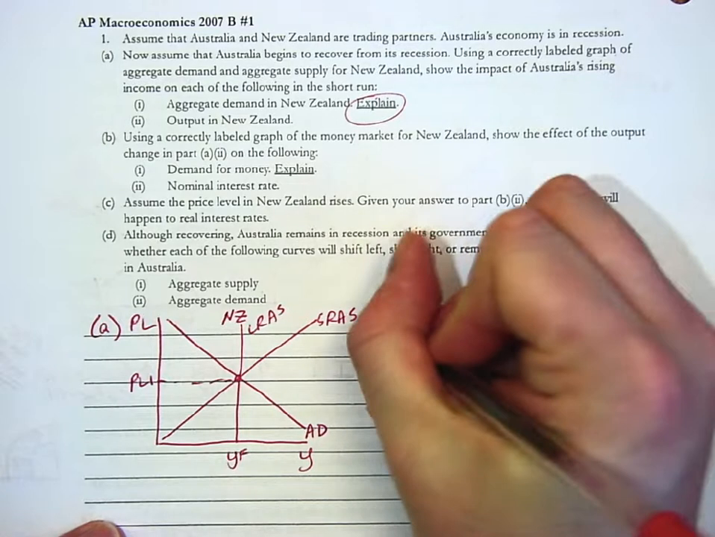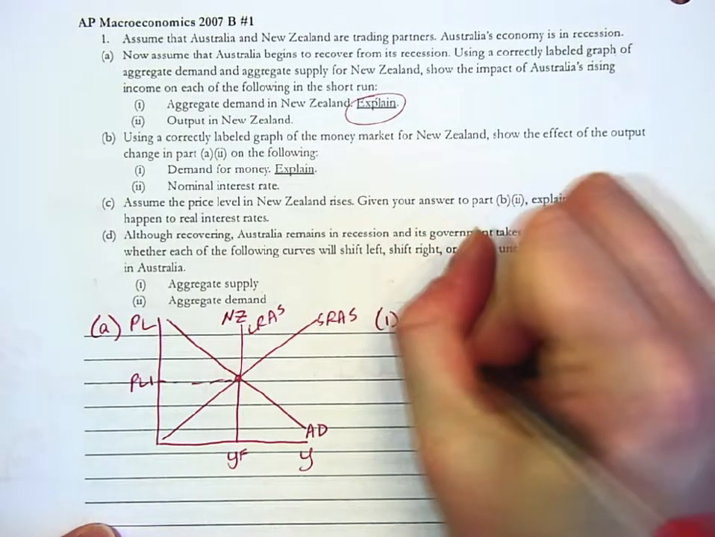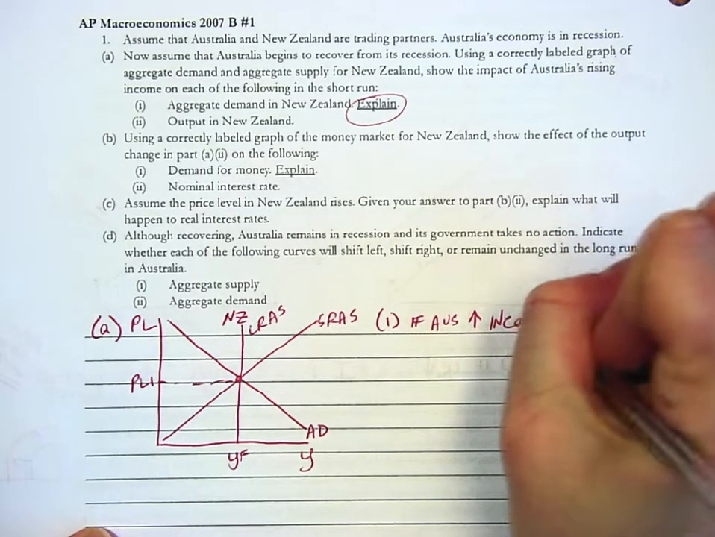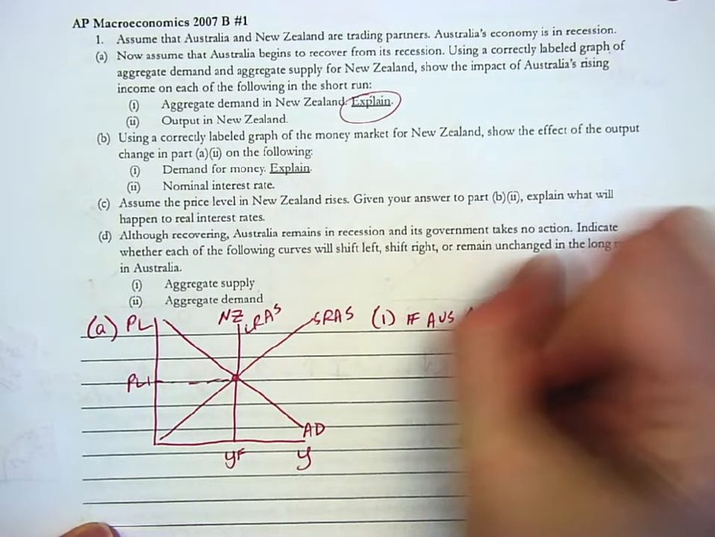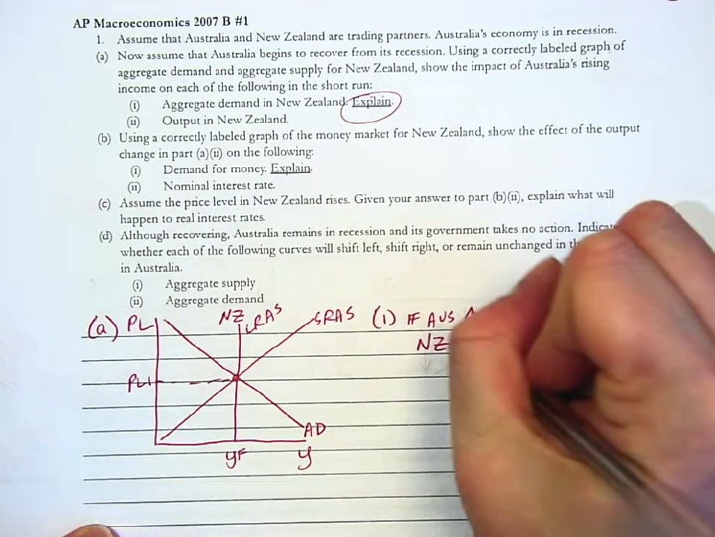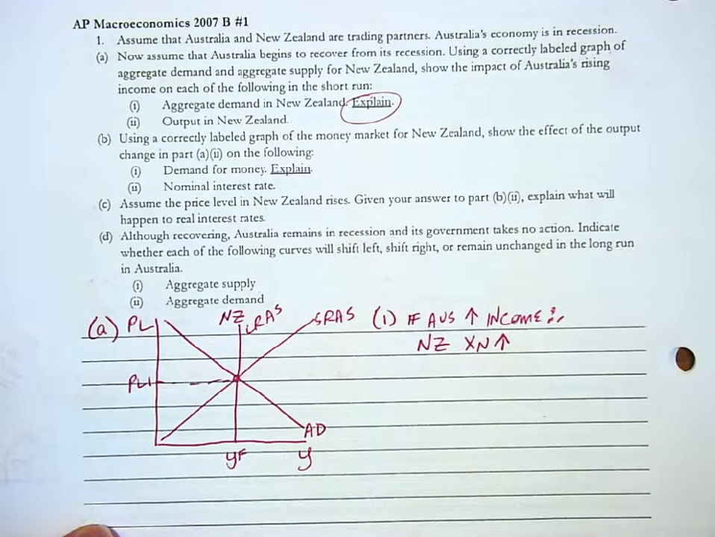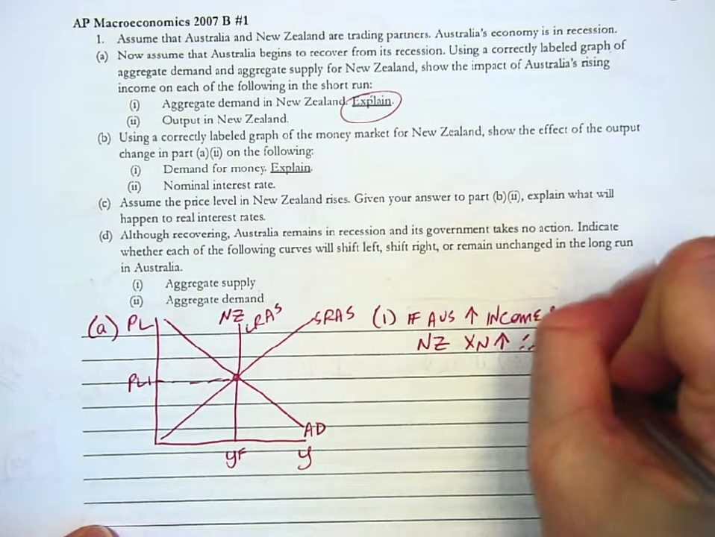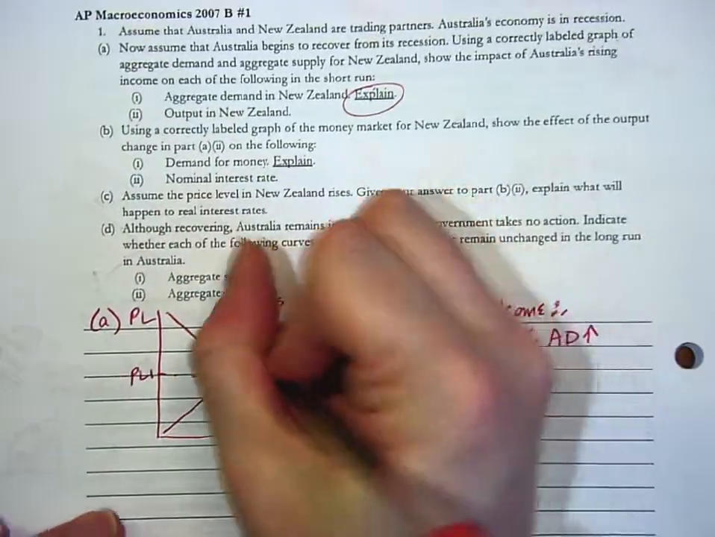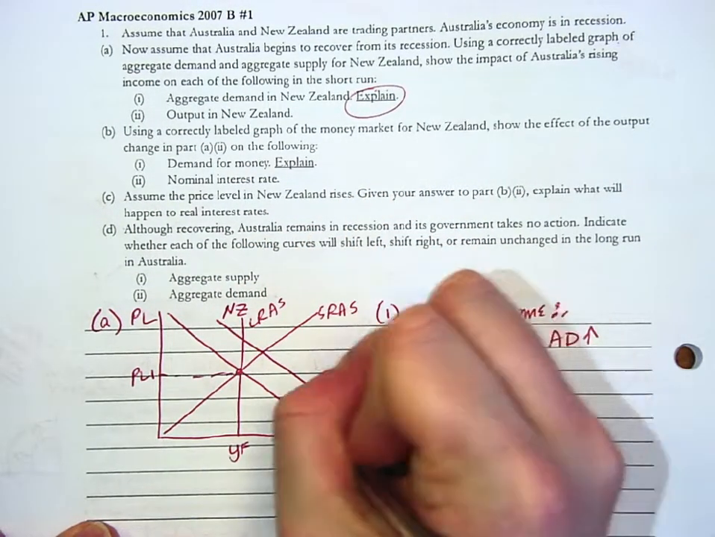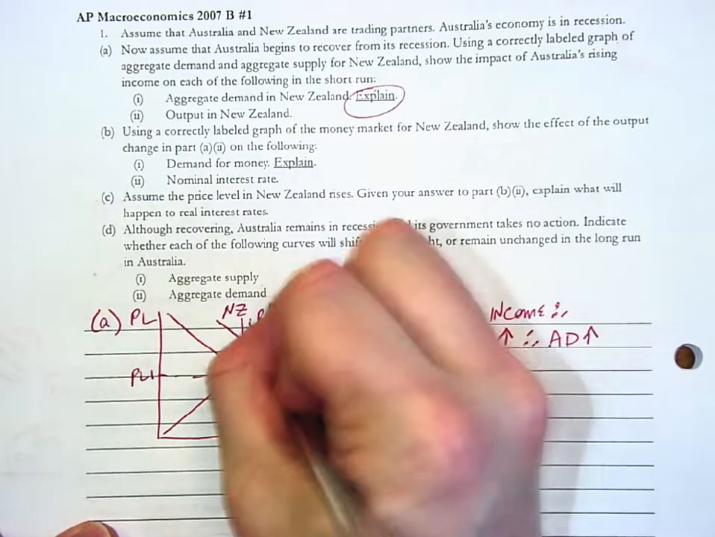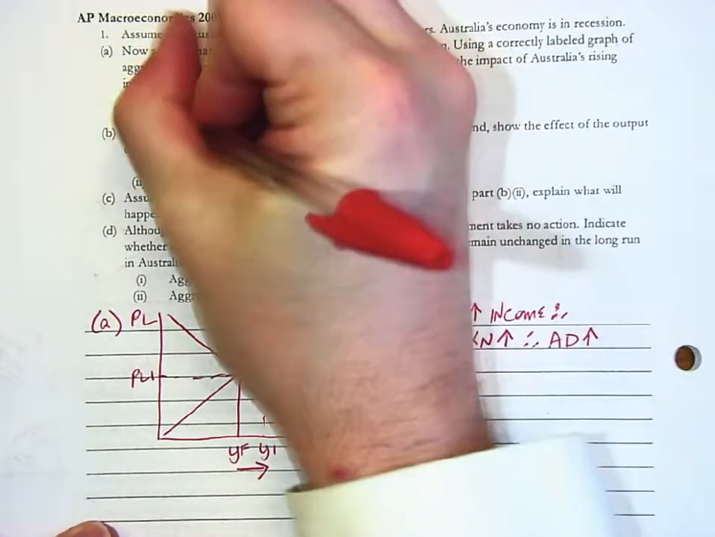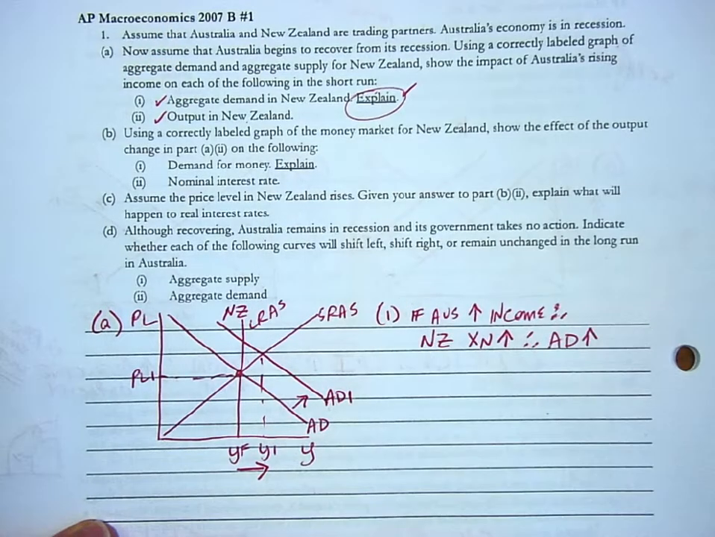So we'd say, part 1, if Australians increase income, then New Zealand net exports will rise because they're going to sell more things to the Australians now. So we would say, because their net exports go up, their aggregate demand goes up. So AD to the right, and output in New Zealand goes up. And that's output in New Zealand, so we took care of that, and we took care of the explanation.